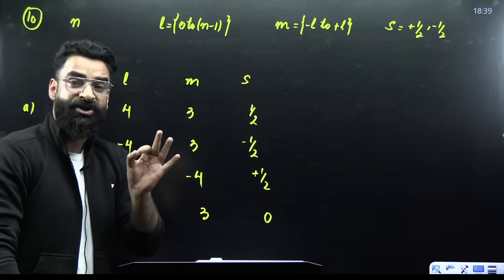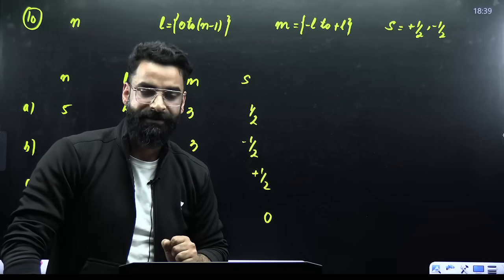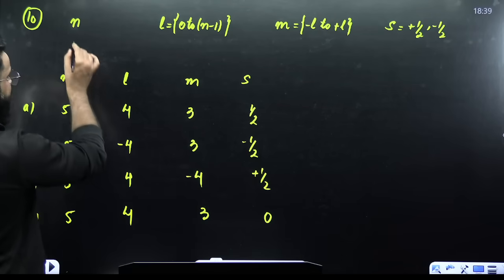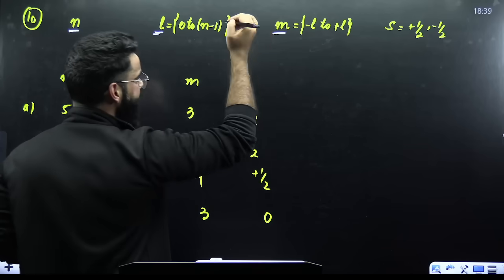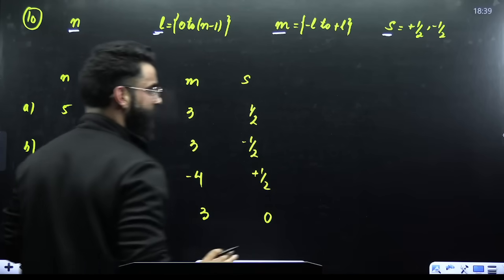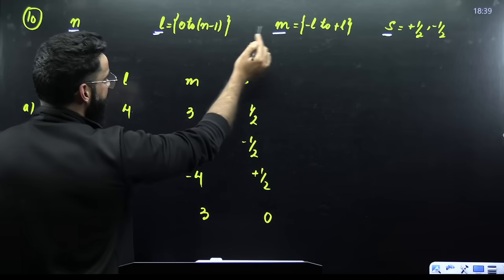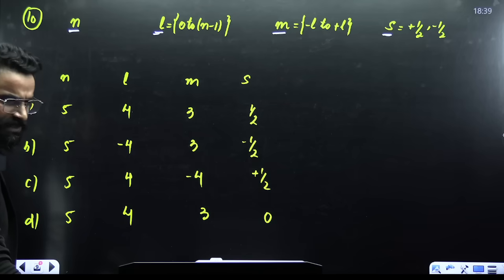Similarly, a short question that's almost asked every year: which of the following quantum numbers is incorrect? My dear students, n represents your principal quantum number, l is your azimuthal quantum number, m is your magnetic quantum number, s is your spin quantum number. And l can have values from 0 to n minus 1. m can have values from minus l to plus l. s can have only two values, plus 1 by 2 and minus 1 by 2.